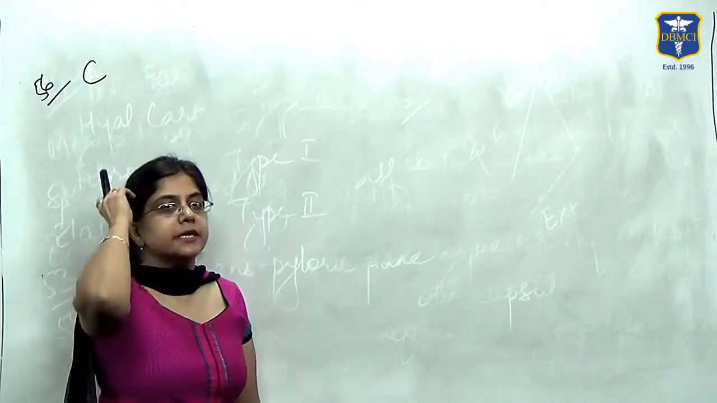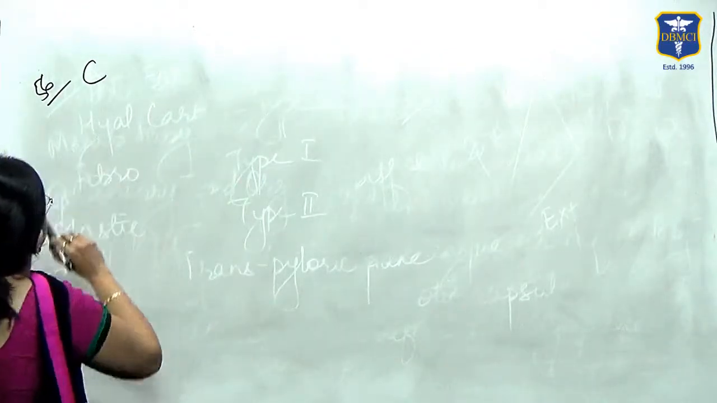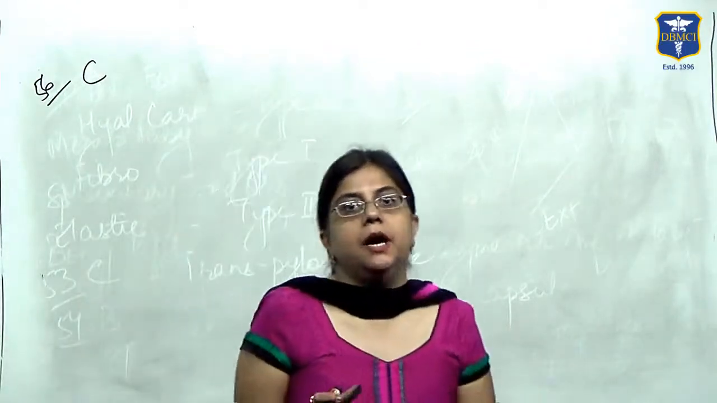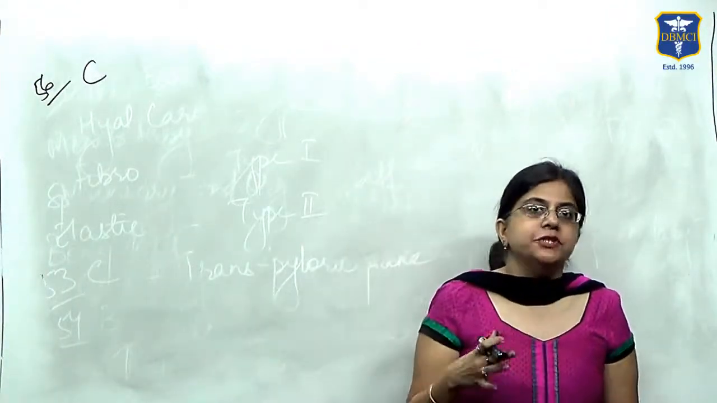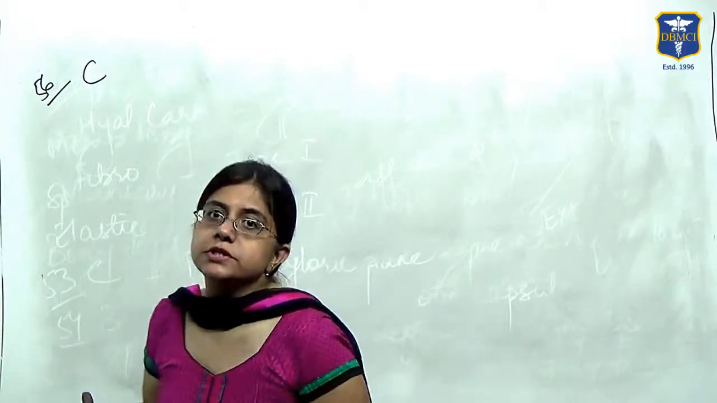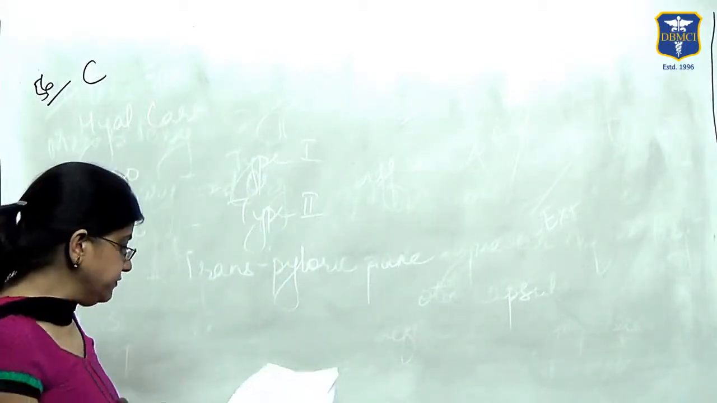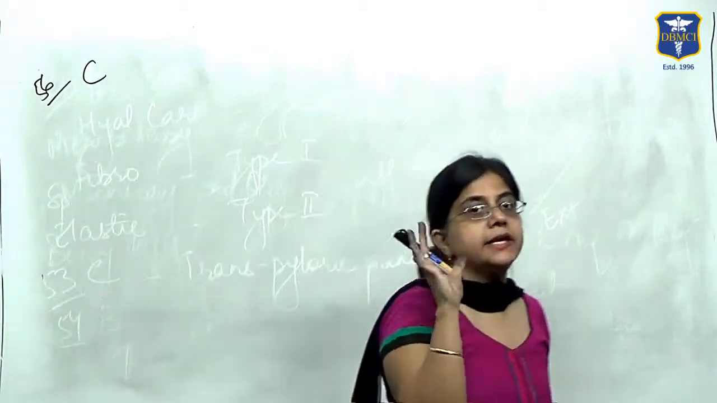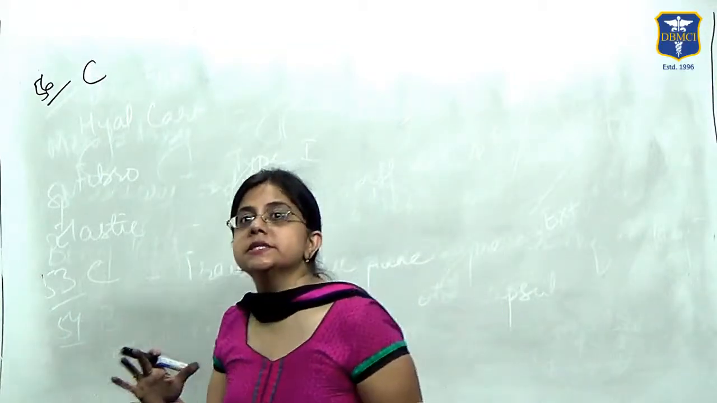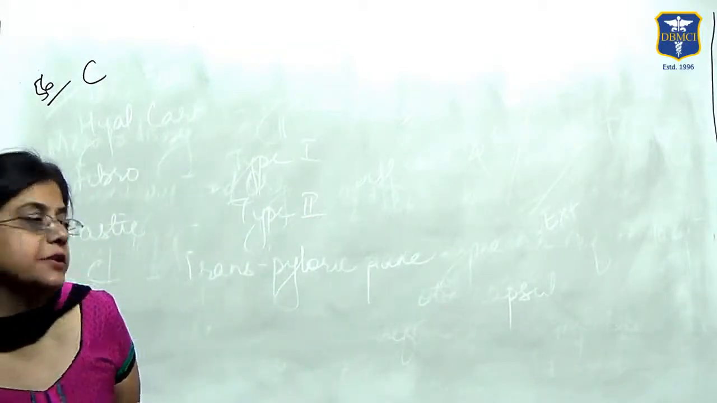Question 56, the answer is C. The zona pellucida is a membrane, a glycoprotein coat which is surrounding the fertilized ovum, and it remains till the blastocyst stage.